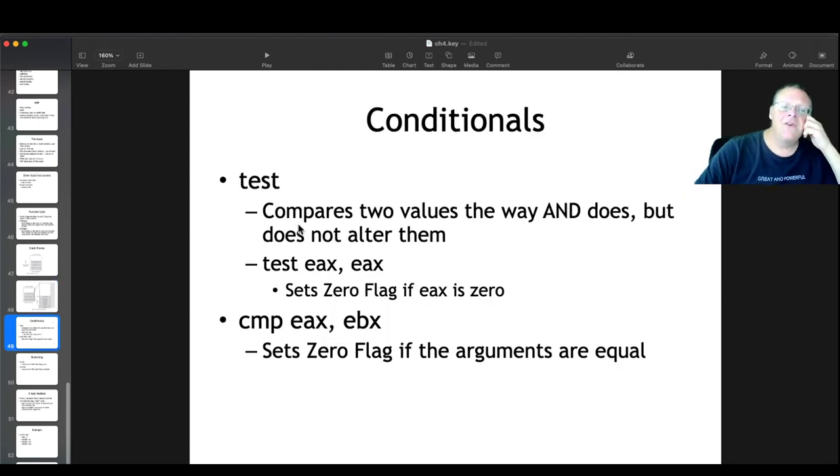All right, test compares two values, and it sets the zero flag if they are the same. And compare, well, compare sets them if they're equal. Test, you know, I'm a little confused, but I think test might only do it if they're zero, not if they're equal. Yeah, I'm a little confused about this one. I might have to check it up. Test, I think they're both just seeing if they're equal. I don't think they're seeing if it's zero. But anyway, I might look that up later. I normally have used compare. I don't think I've ever used test.